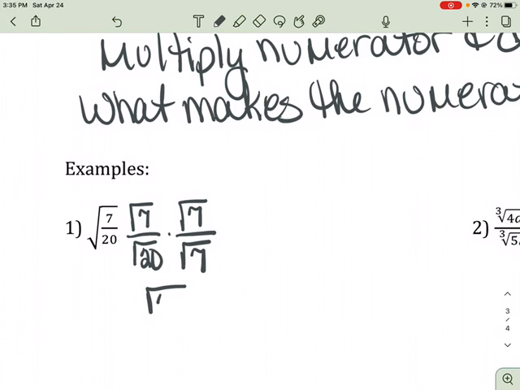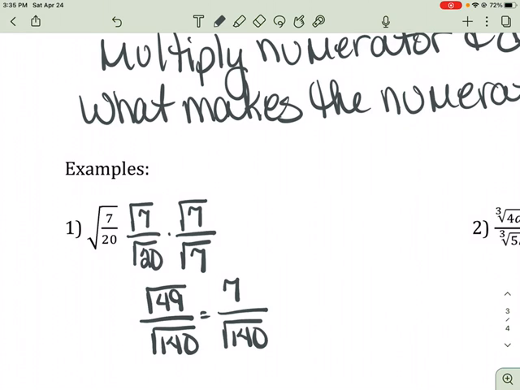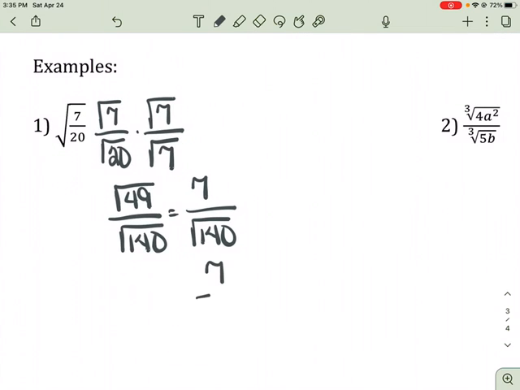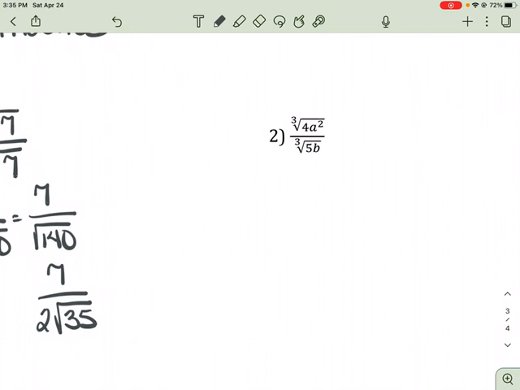Okay, so multiply straight across. We get the square root of 49 over the square root of 140. Okay, square root of 49 is 7. Square root of 140, we could make that 4 times 35. So we could make this 7 over 2 square roots of 35 if we wanted to. I'm good with 7 over square root of 140.